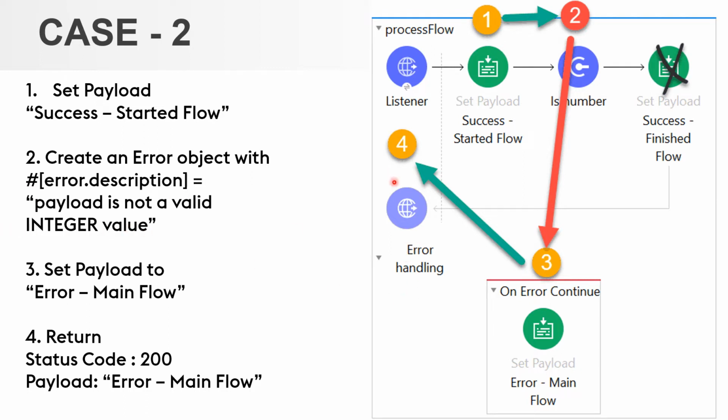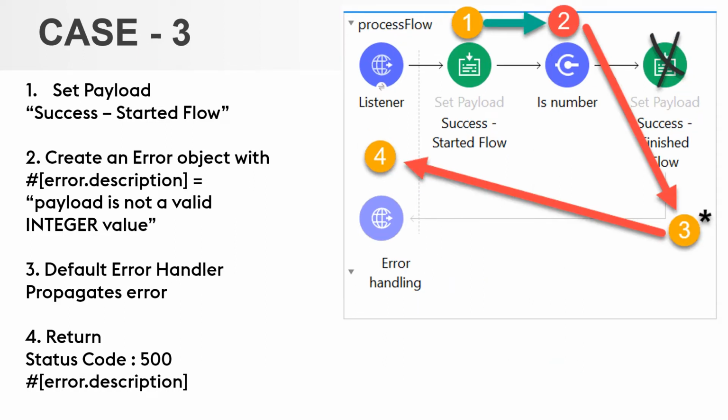But now when it goes out to the client, what will go? Red in, green out. When we have red in, green out, we have status code 200 and the payload which was set in on error continue will be returned. So in this case, to the client, we are not going to show this error. Instead, we are going to show error main flow. And again, in this case, this set payload with success finish flow will never get executed.